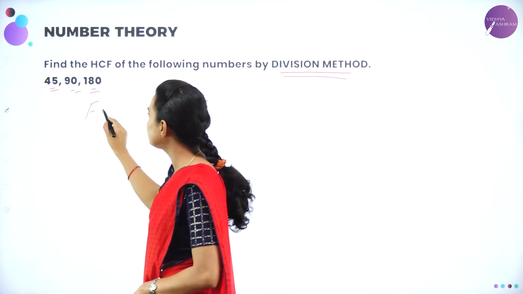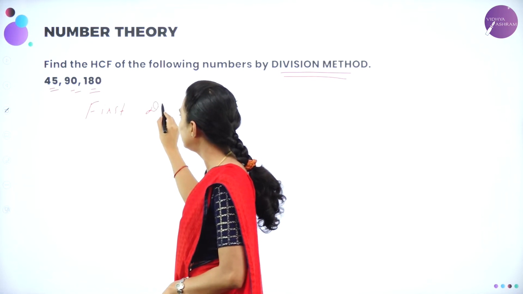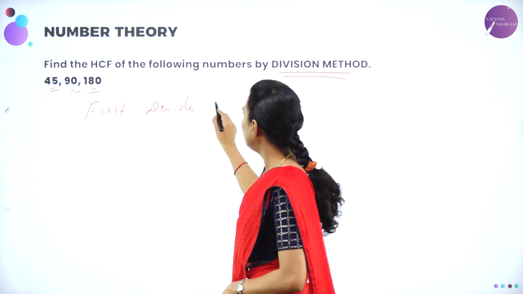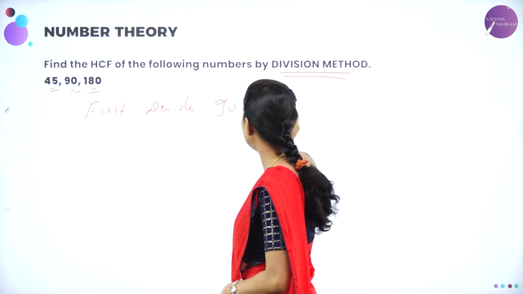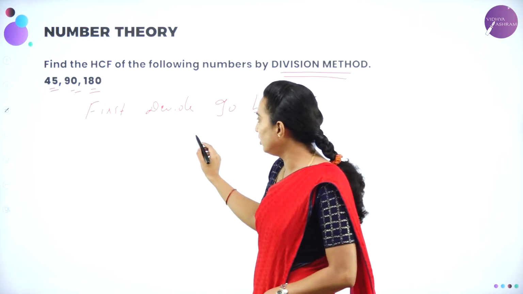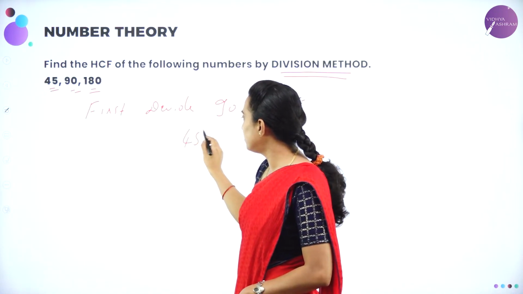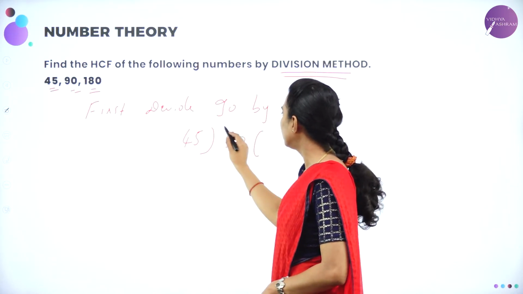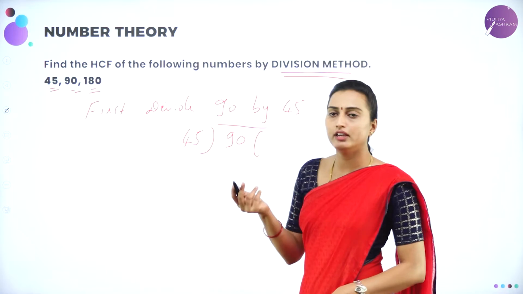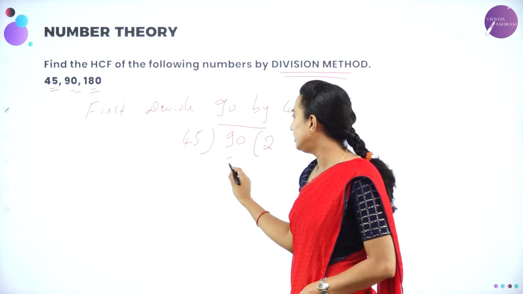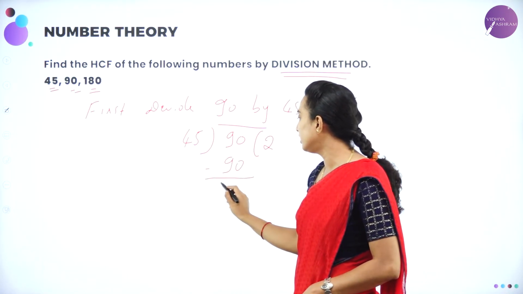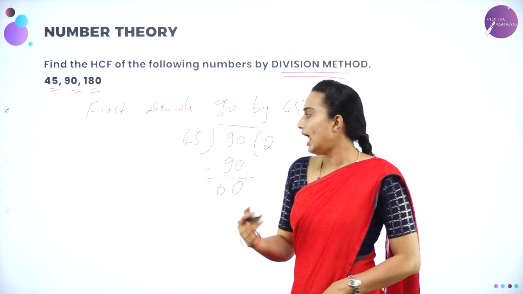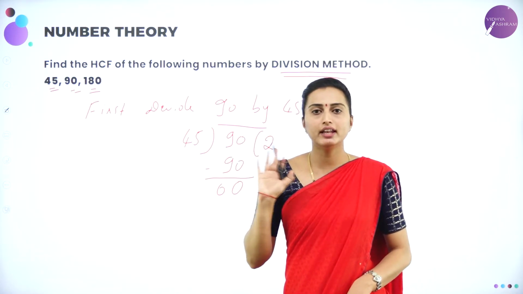First divide 90 by 45. So how will the division method go? You are going to write the lowest number on the outer side, which is the divisor. The dividend you are going to write as 90, correct? And then you know already 45 2s are 90. So if you subtract, you are going to get 0. So therefore, 45 will be the HCF of 45 and 90.